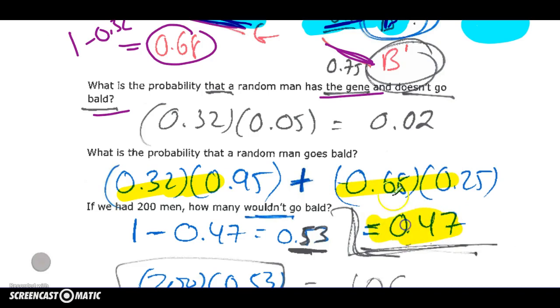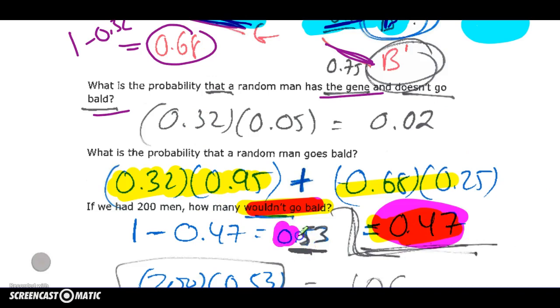The last question is this: if I have 200 men, how many of them should go bald in general, or wouldn't go bald? So these are people not going bald. So if they're not going bald, well, I found out that 47% of the time they do go bald. That's kind of neat. 47% of the time they do go bald, which would mean that 53% of the time they don't go bald. So the probability of not going bald is 0.53.